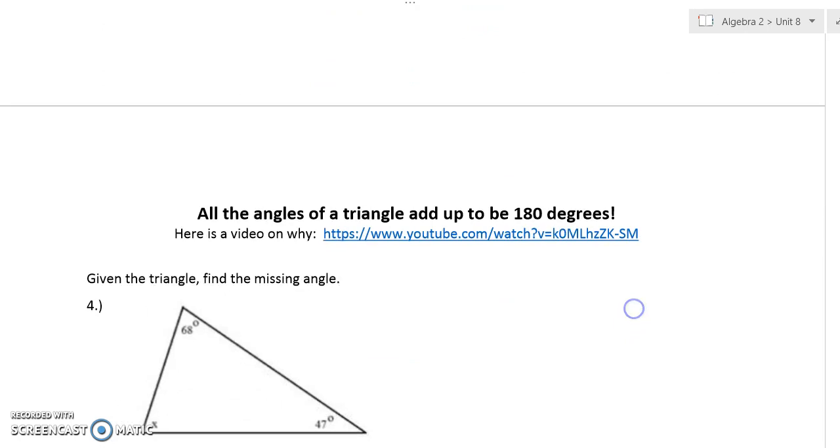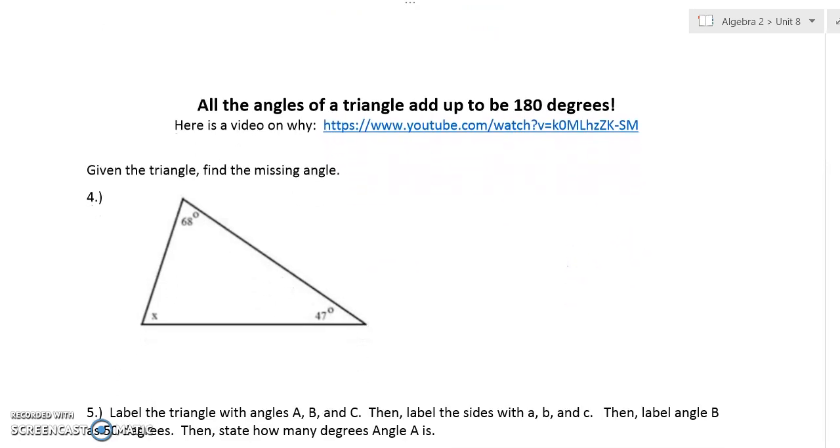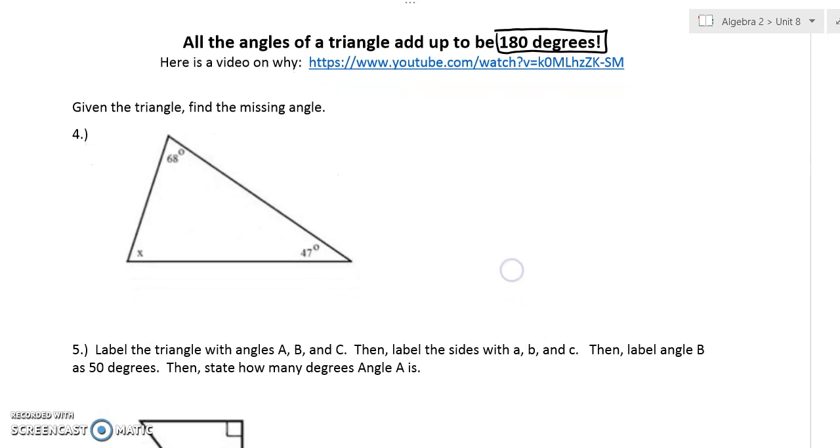All right, so let's look at it. Now, this is a geometry concept, but we know that all angles of a triangle add up to 180 degrees. Okay, we know there are three angles, and together they add up to 180. So here in example 4, and there's a video that you can watch about why three angles in a triangle add up to 180 degrees. If you want to just click on that or write it in YouTube, you can go to that link. But we'll go to example 4.